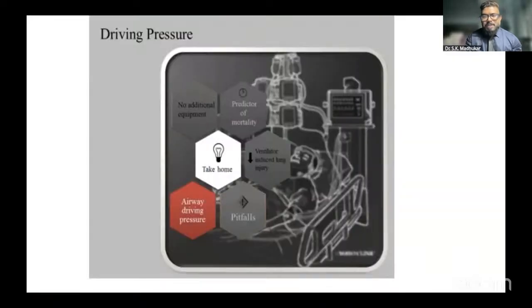But I hope this makes quite a sense of how important the airway driving pressure is. So the take-home message from this entire lecture is: target the airway driving pressure, and this airway driving pressure targeted ventilation will decrease ventilator-induced lung injury. And airway driving pressure is a predictor of mortality. You have to keep it below 16 because it definitely has a survival benefit on the ventilator.